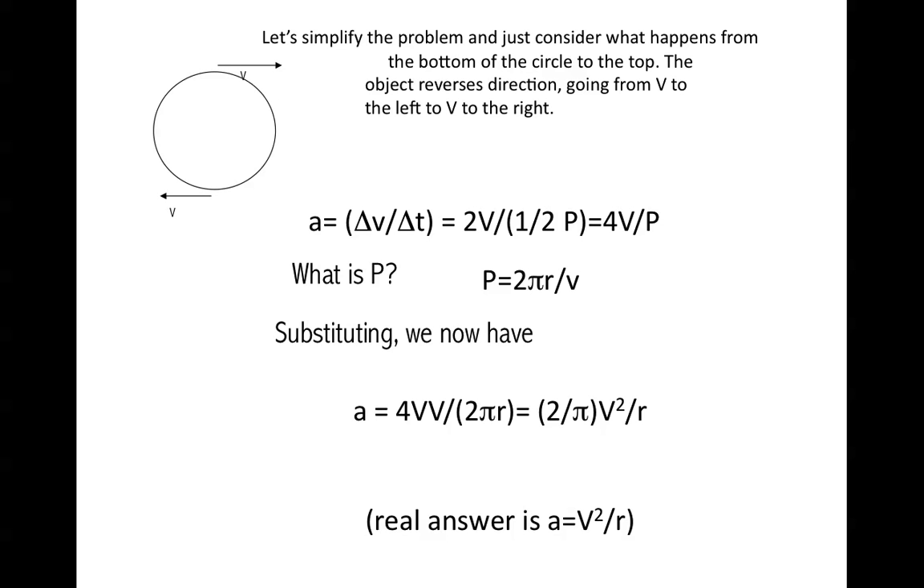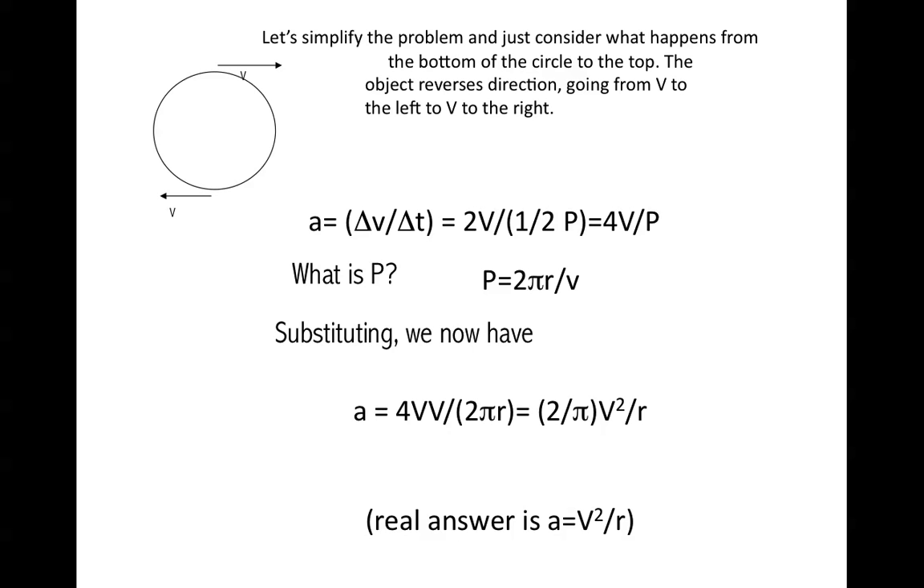So what's p? P is the period. That's the circumference of the circle divided by the velocity that something moves along it. The time that it takes to move some distance is just that distance divided by the speed at which you're covering it. So p is 2 pi r, the circumference of the circle, divided by v. So if we substitute this value for p into the equation, what we have is an acceleration that's 4v times v over 2 pi r, or 2 over pi times v squared over r.